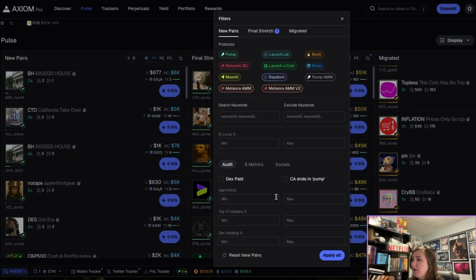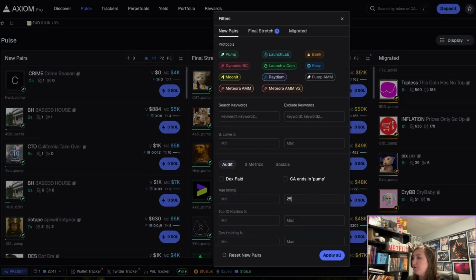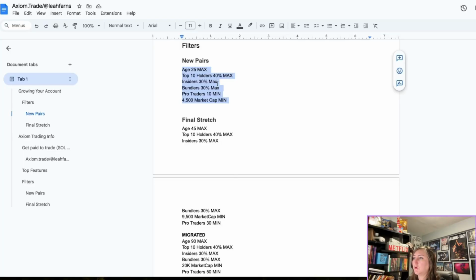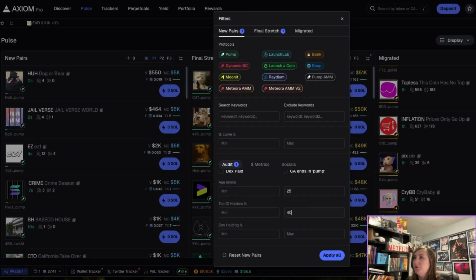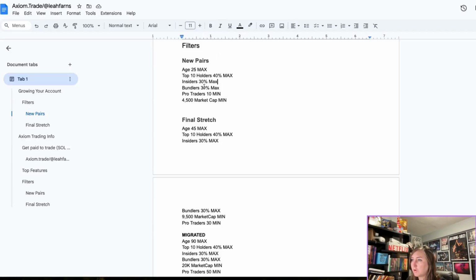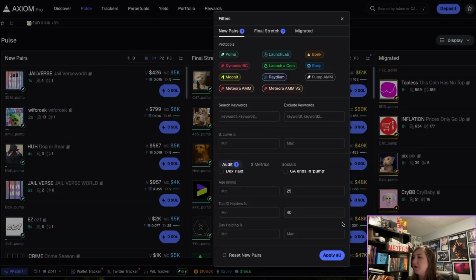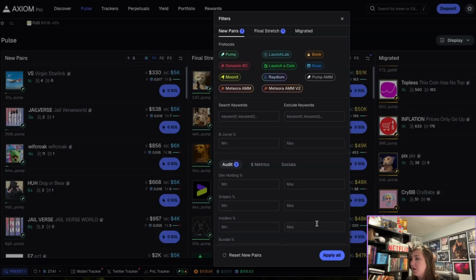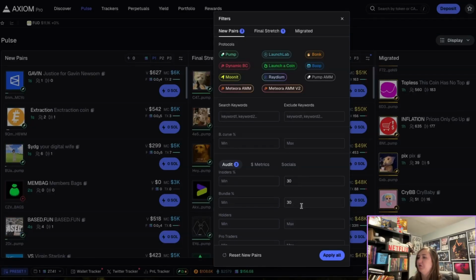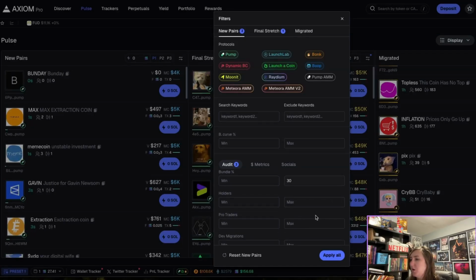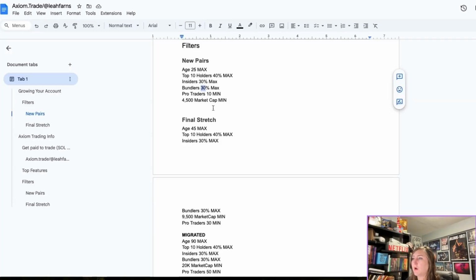So if we go to audience here, we can put age 25 max. We can put top 10 holders 40% max. So we don't want too many holders or bundlers in this. 30% insiders, 30% bundlers. If you have more than that, chances are more than likely it's just going to tank on you and be a rug pull. So be very wary of that.